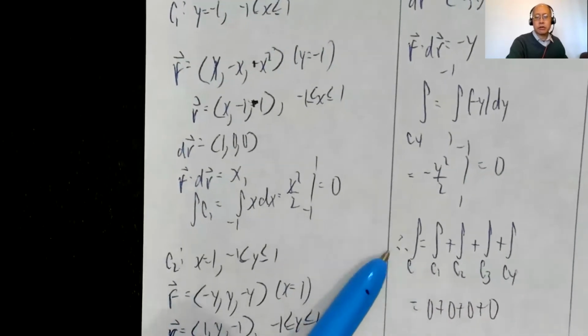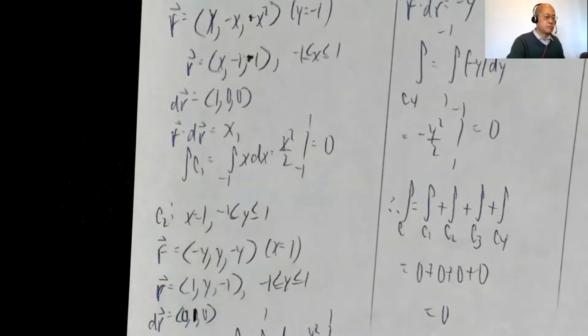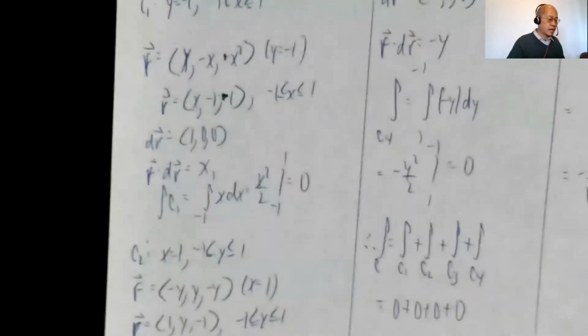So therefore, the integral along the curve is integral along C1 plus C2 plus C3 plus C4, but they're all 0. So that's all there is to that one.